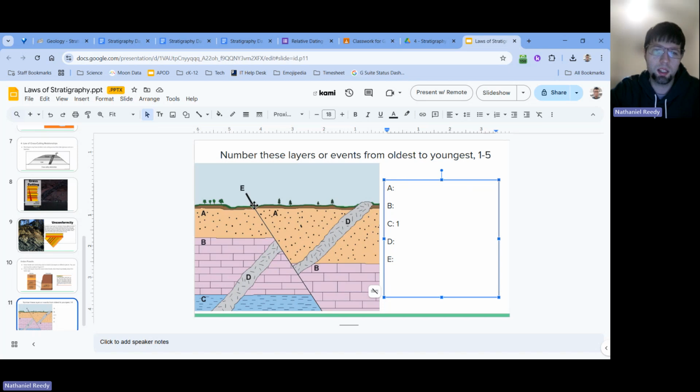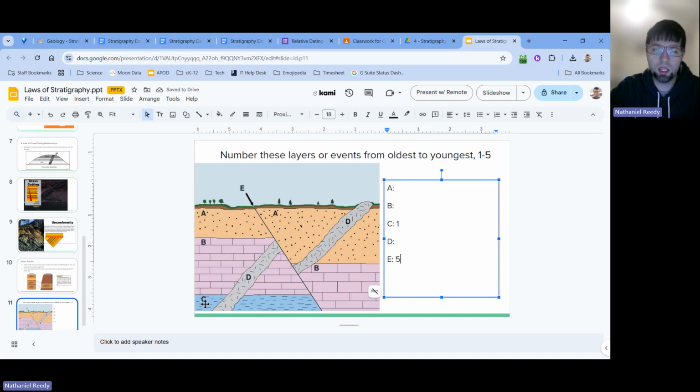Cross-cutting relationship says that the event that cuts through all the other layers is the youngest. If it didn't shift A out of place, if it only shifted C and B and D out of place, then A would be the youngest. But in this case, it shifted all of them. So that is the youngest, so 5.